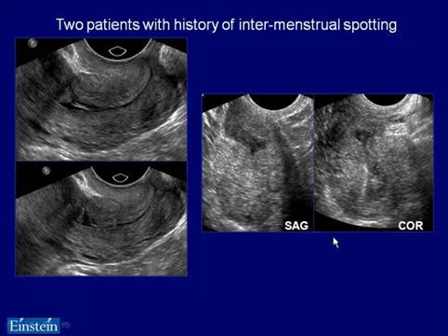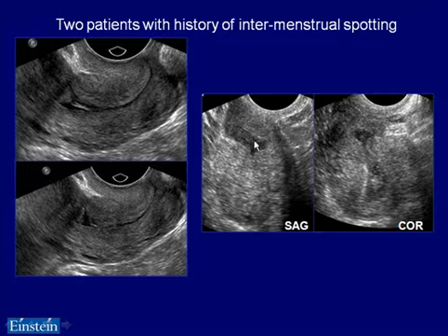These two patients give a history of intermenstrual spotting. This is an important history to obtain from the patient, as well as knowing that both of these patients had prior cesarean sections. In this patient here, you can see a little bit of fluid in the endocervical canal, some complex fluid, and the fluid tracks into the place where the cesarean section scar is.